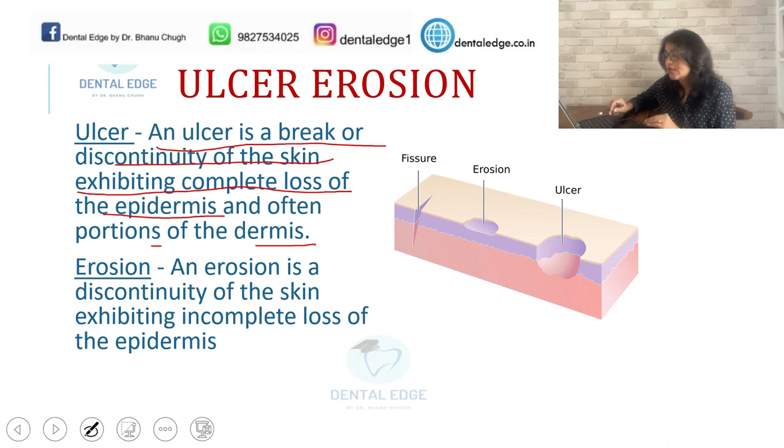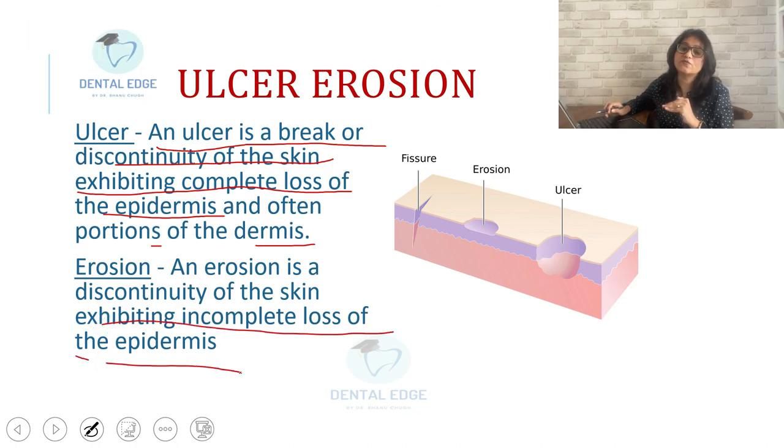What will be an erosion? An erosion is a discontinuity of the skin exhibiting incomplete loss of epidermis. So when there is complete loss of epithelium or epidermis, we will call it an ulcer. When there is incomplete loss of epithelium or epidermis, then we'll call it an erosion. So this is an erosion, that is incomplete loss of epithelium, right? As you can see on the image, if we see the ulcer, there is complete loss of epithelium, or a break in the epithelium, and it is extending into the underlying connective tissue or the dermis.